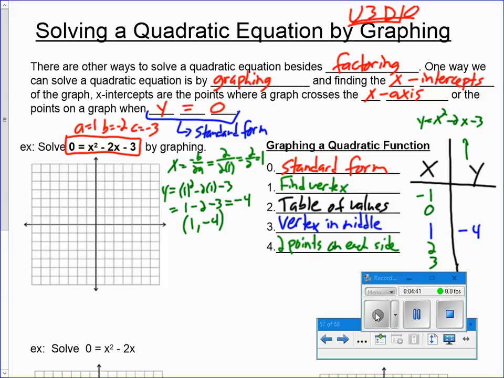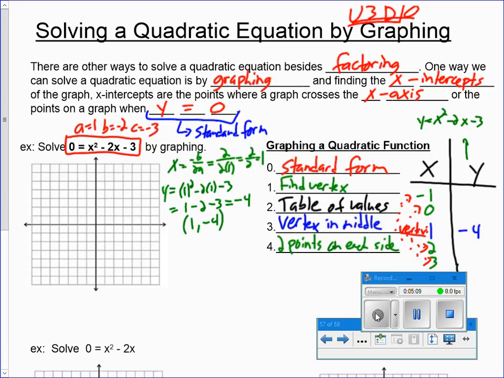The reason we put the vertex in the middle is that this gives us a shortcut. There's symmetry in the parabola. It always has the same shape on either side, which means it has the same values on either side of the vertex. So if I have the vertex in the middle, I'll have the same values at 0 and 2 because they're the same distance away. I'll also have the same values at -1 and 3 because they're the same distance away from the vertex.